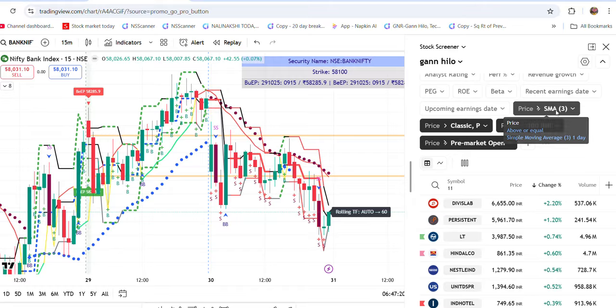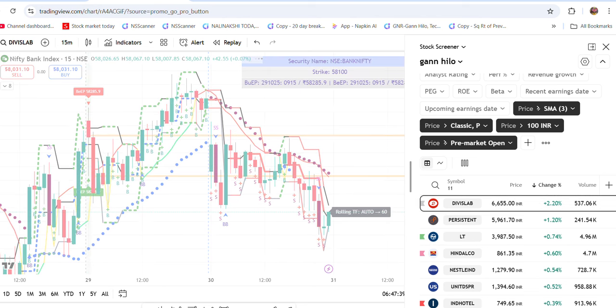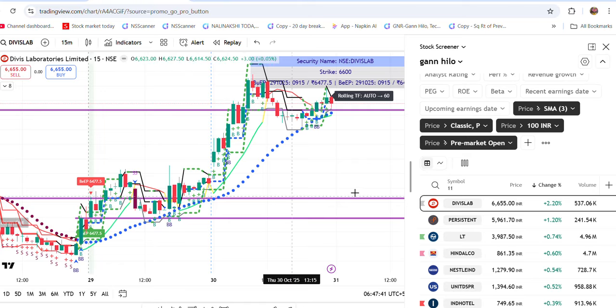You know that price is above the simple moving average, period 3 on daily, price above the classic pivot, and price above the pre-market open. That is on daily, price is above. So I got this one from the screener. I got Morning, I got the Divi's Labs.